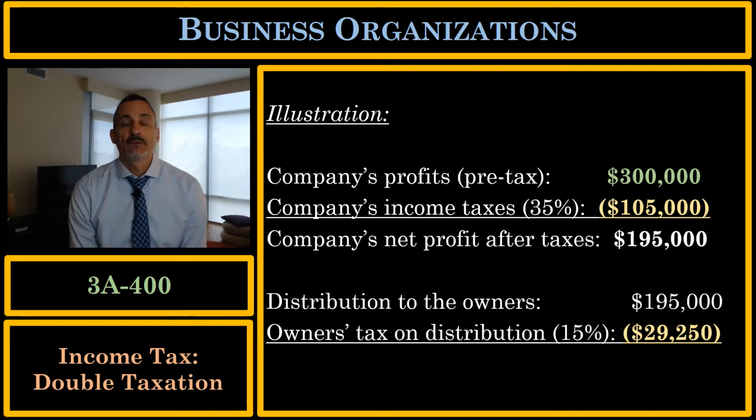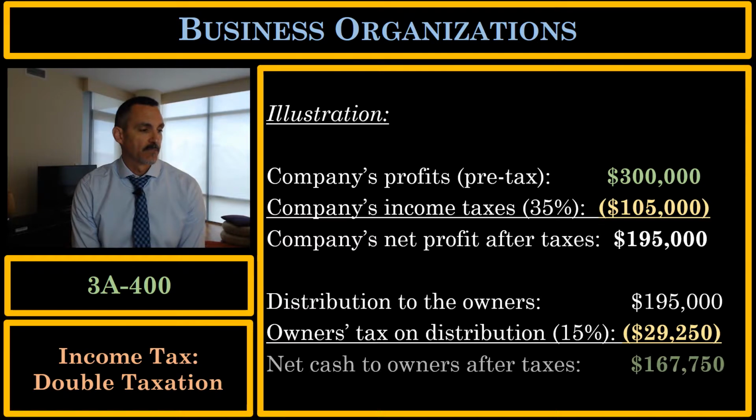The owners would have to pay tax on that distribution. That distribution is typically called a dividend. Dividend taxes are around 15%. It really depends on several factors, but for the purposes of this illustration, assume that the taxes the owners will pay on the distribution is 15%, and therefore the owners pay $29,250 in income taxes. That means the net cash left to the owners after paying taxes on that distribution is $167,750.